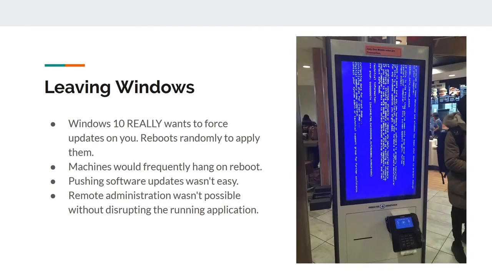So even though the client application was stable, we were still having some problems that were really specific to running on Windows. The first of which is that Windows 10 really wants you to apply the updates. I mean, it's the anti-Windows XP, you know? And if you're not there to tell it you don't want to apply the updates, it will just do it and restart. And that's not ideal when you've got an application that people need to use. And it's not ideal when your computers get stuck rebooting.